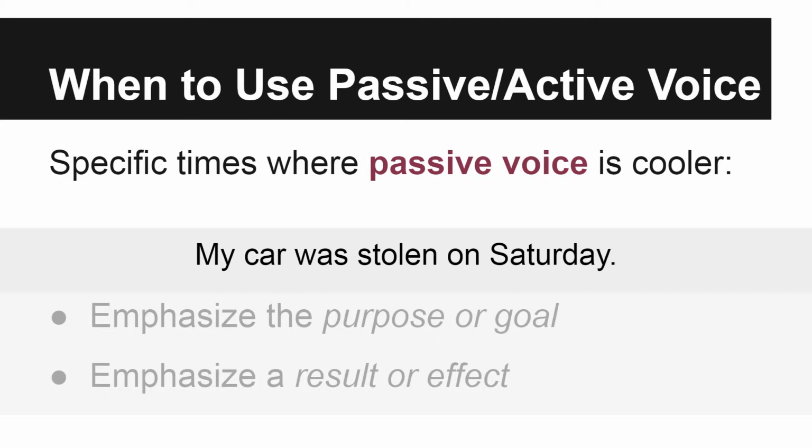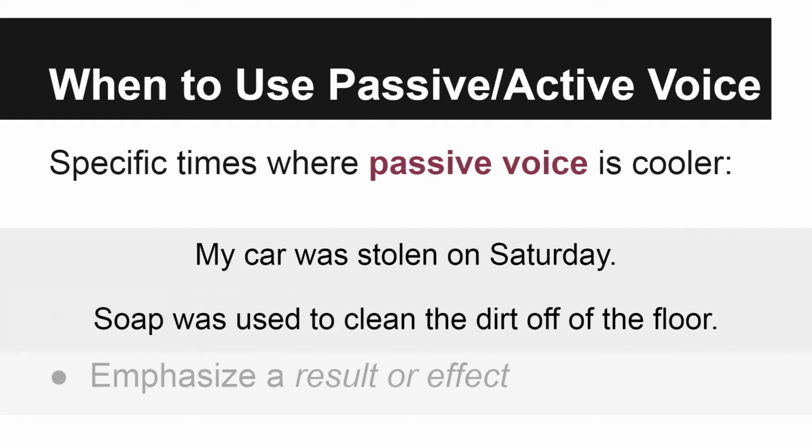Another reason you might want to use it is to emphasize the purpose or the goal of something. So if you want to focus less on who was doing it, and more on why it was done, you could use passive voice for that. For example, I used soap to clean the dirt off the floor. Okay, cool. I don't really care that I did it. It's not important that I did it. I want this sentence to be about what I used and why I used it. So why did I use soap? Why didn't I use something else? So I'm going to say, soap was used to clean the dirt off the floor.